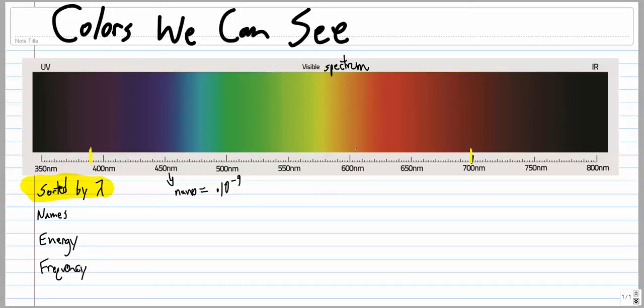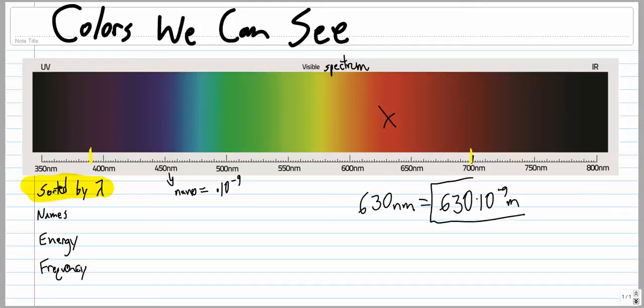So like if we said right here, this looks like a pretty nice red. Let's say it's 630 nanometers. That is 630 times 10 to the negative ninth meters. That's how long a red wave is that we can see. So you're right if you're thinking, oh my gosh, that's pretty small. Yeah, the wavelengths of visible light are really, really short. And there are waves that are even way shorter than visible ones.